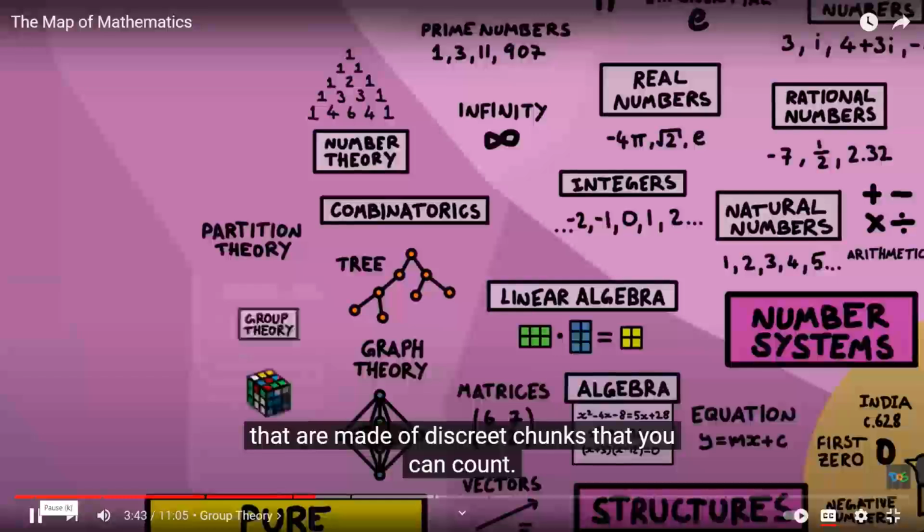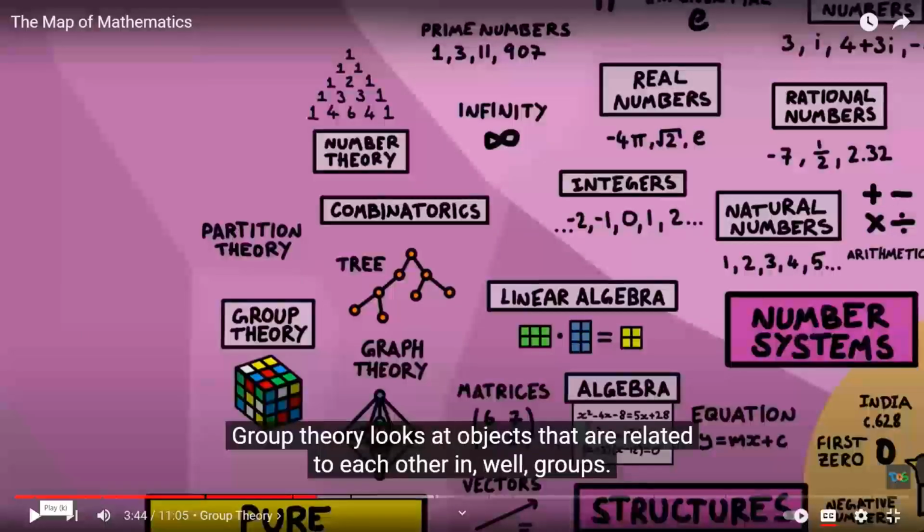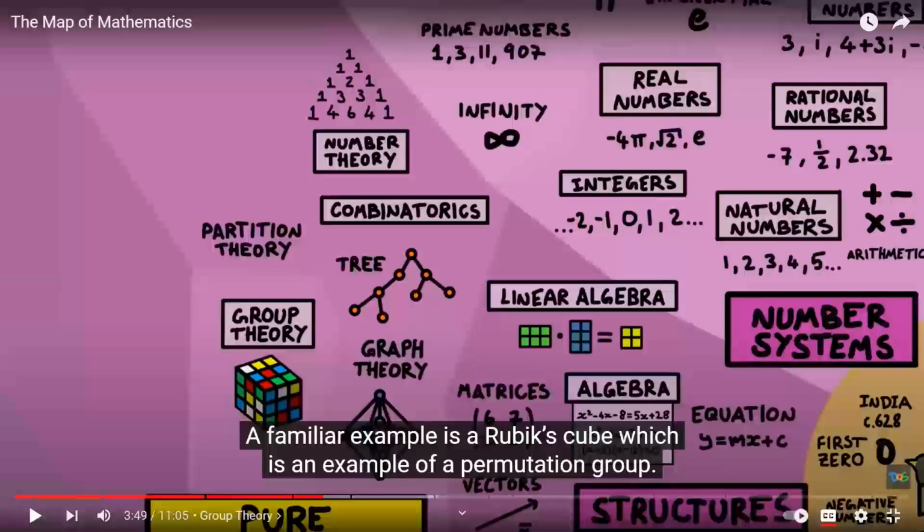Group theory looks at objects that are related to each other in well-defined groups. A familiar example is a Rubik's cube, which is an example of a permutation group.